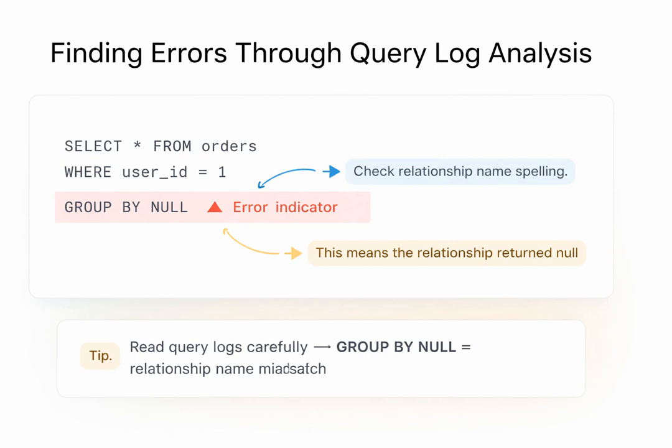Look at what relationship name you're calling in the view or controller, then check the model to confirm the method name matches exactly. In this case, the fix was straightforward. Change the relationship call from camel case to snake case to match the model definition. This approach lets you pinpoint errors quickly and precisely.